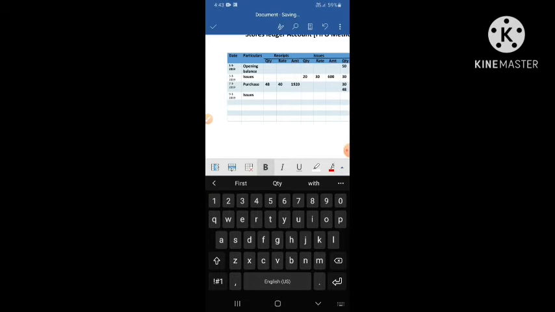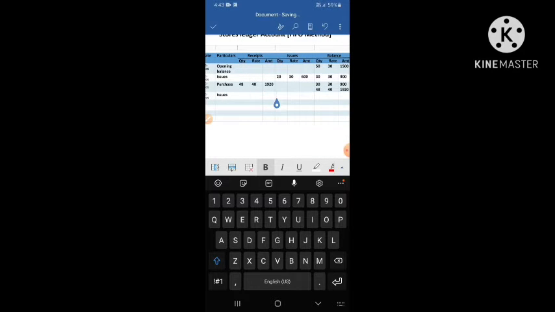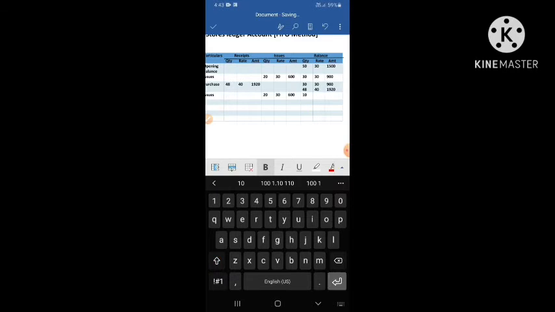Okay, so issue, we should show this in an issue column. Since this is a FIFO method, we should issue the first 20 units. So first 20 units at 30 is equal to 600. So remaining balance is 30 minus 20, balance 10. So here the 48 will be the same.